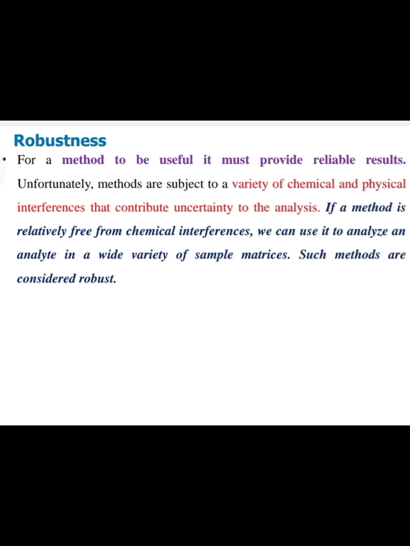For a method to be useful, it must provide reliable results. Unfortunately, methods are subject to a variety of chemical and physical interferences that contribute uncertainty to the analysis. If a method is relatively free from chemical interference, we can use it to analyze an analyte in a wide variety of sample matrices. Such methods are considered robust.